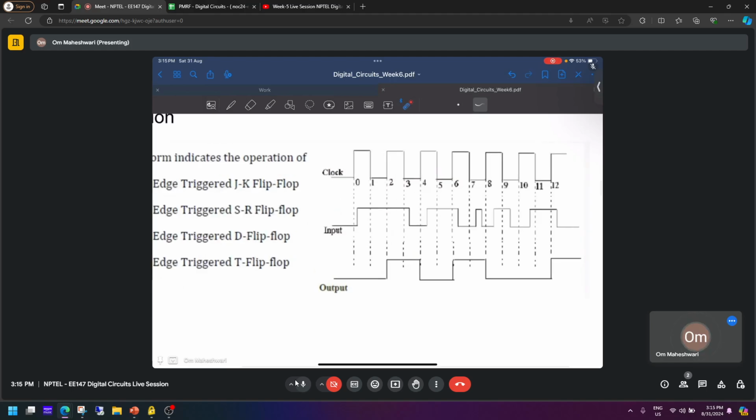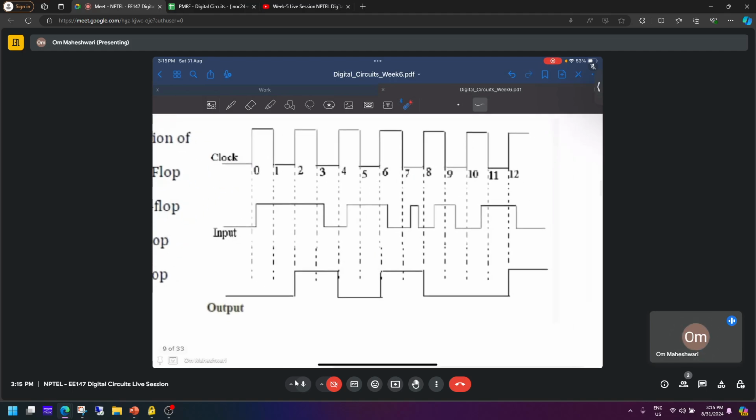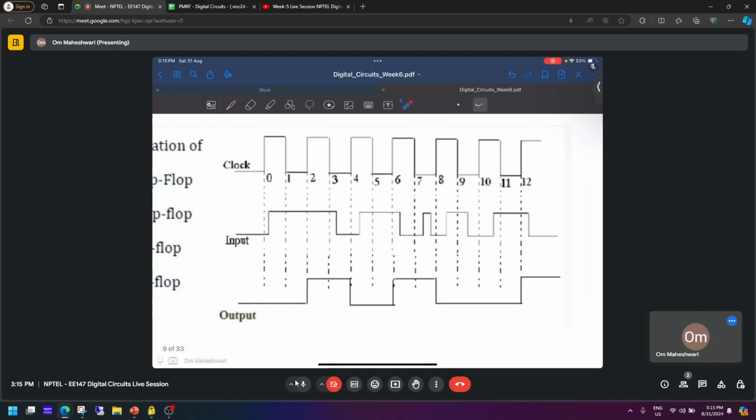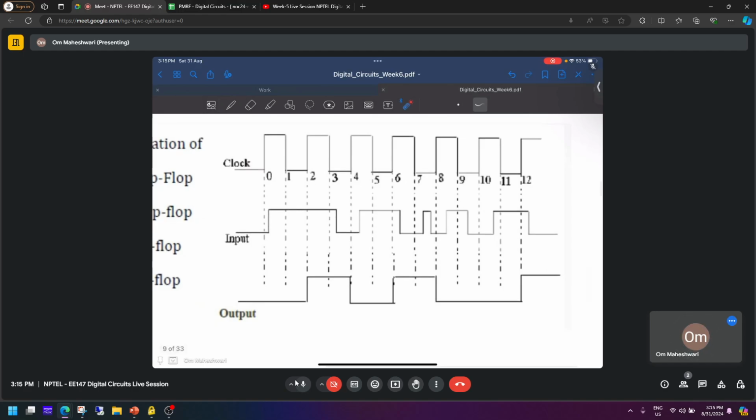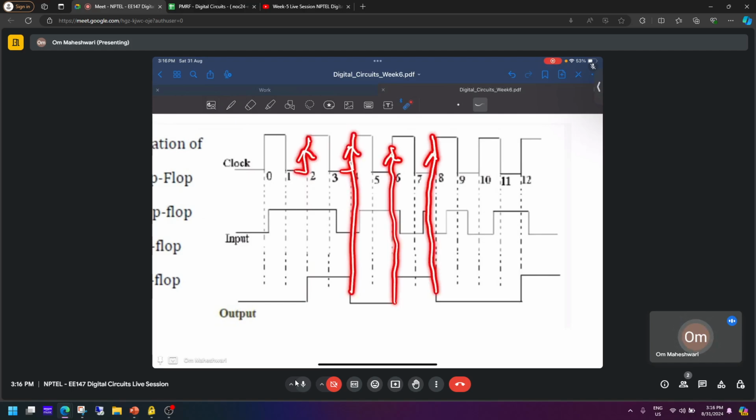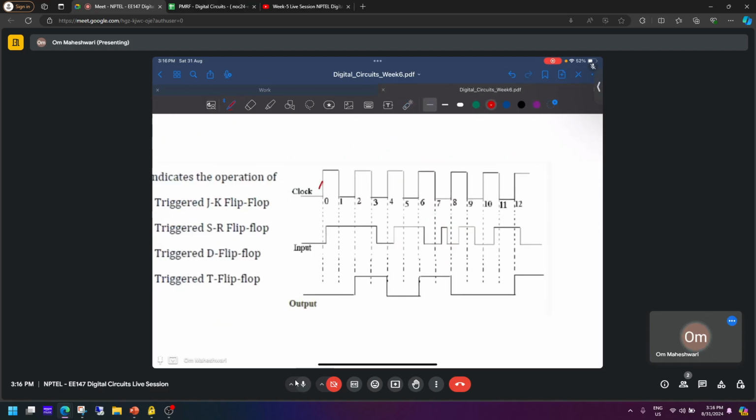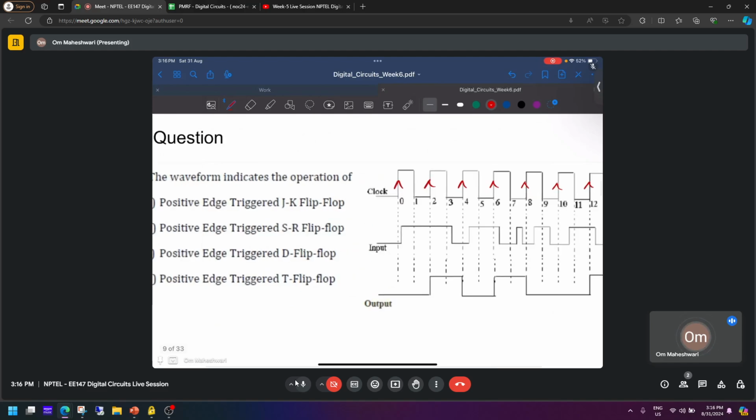So the first thing to solve this question is you analyze when your output is changing, right? So if you see, the output is changing whenever you have a rising clock, right? Only on these edges your output is changing. That means this is a positive edge triggered flip-flop. So whenever the clock edge is positive, there will be some change. So all of the options were positive edge only.